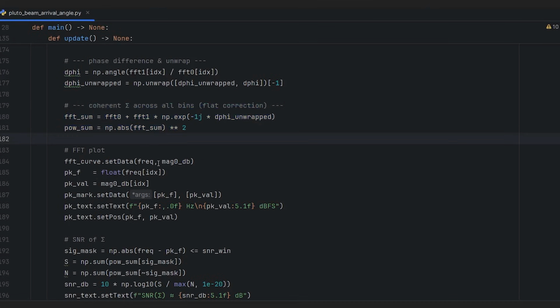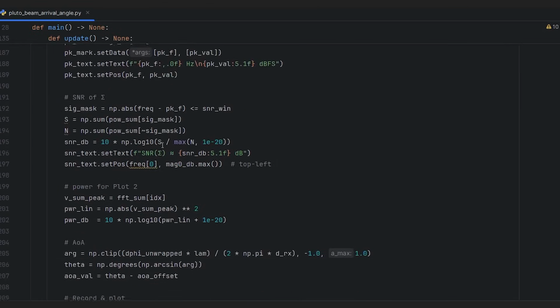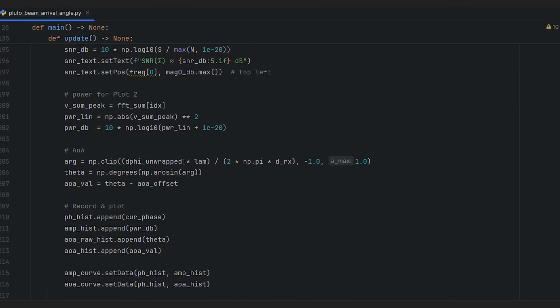This is the second plot that we generate. Then if I come down in the angle of arrival from that equation we saw earlier, we calculate the angle of arrival by just calculating delta phi multiplied by lambda, divided by 2 pi times our distance, and then we take the inverse sine of that data. And that will give us the angle of arrival, and we plot it in the third plot.